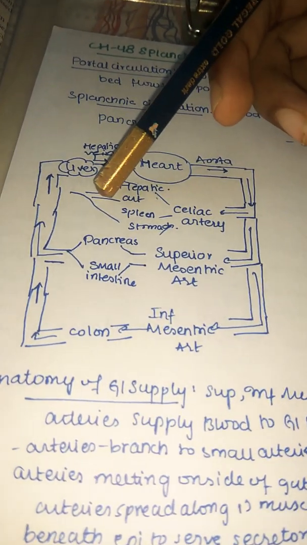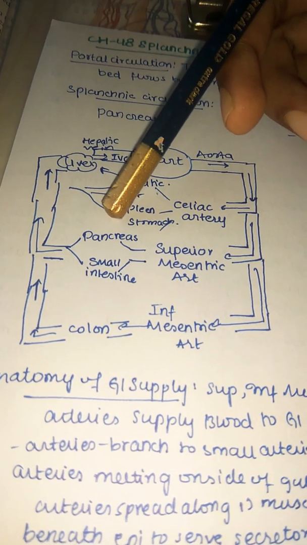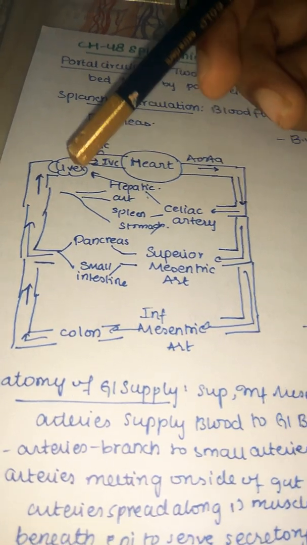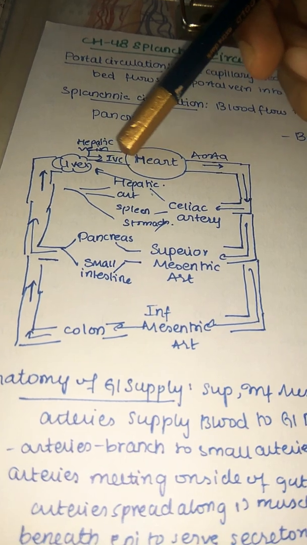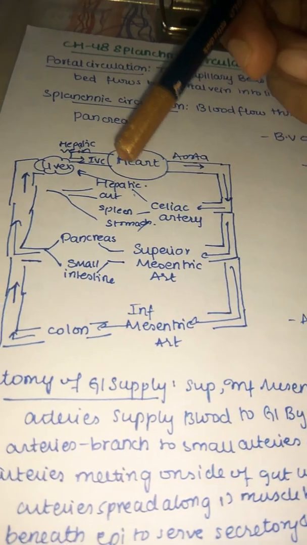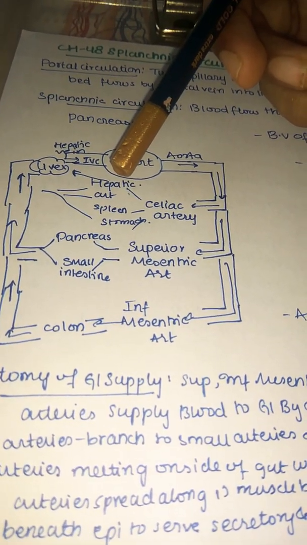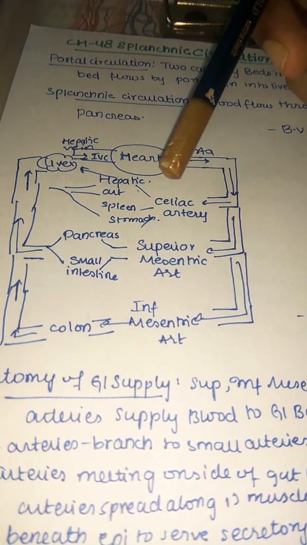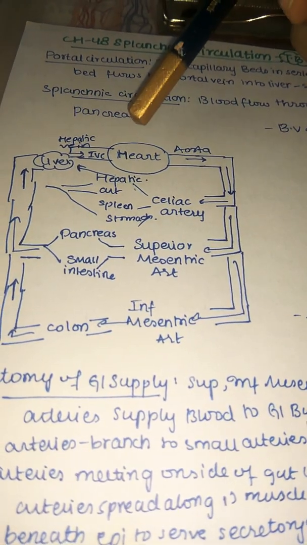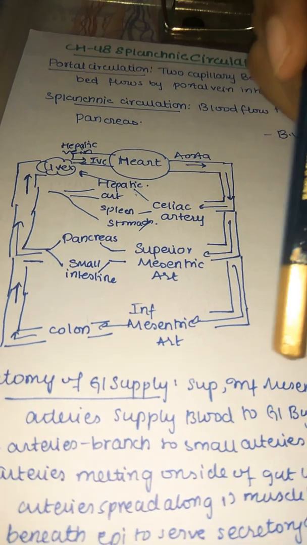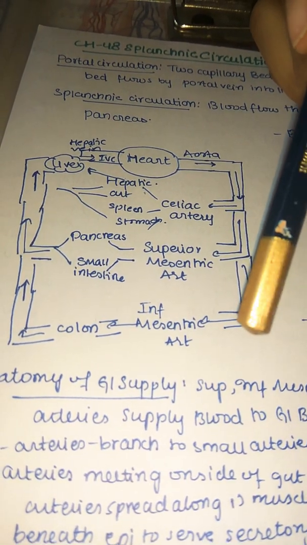In turn, from the liver there is the hepatic vein, right? From the hepatic vein they all join together in the inferior vena cava. The inferior vena cava is directly attached to the right atrium. So this venous blood finally reaches the right atrium, the heart again. So this is also a closed circulation, as you can see here.